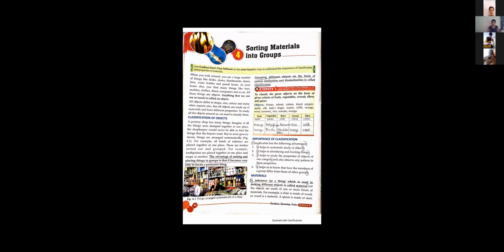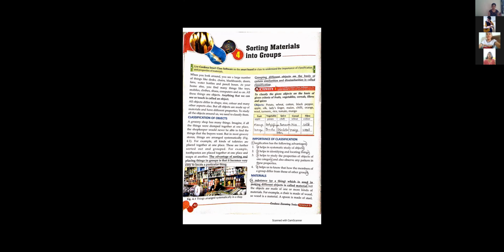But have you observed that all these things are made up of different materials? Sare ek hi material ke to nahi bane hai na? Right? If I talk about doors, they are made up of wood. If I talk about beds, they are also made up of wood mostly. If I talk about almira, they could be made up of wood or you can say iron also. If I talk about books and copies, they are made up of paper.